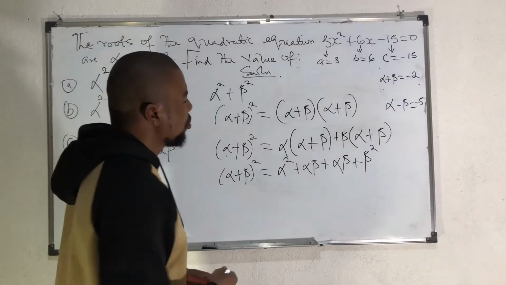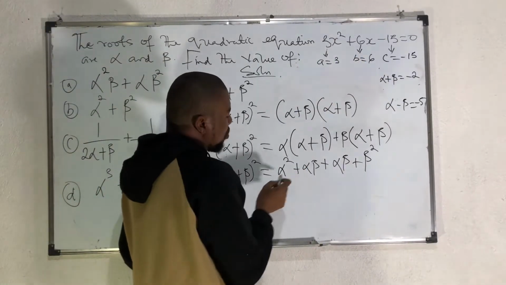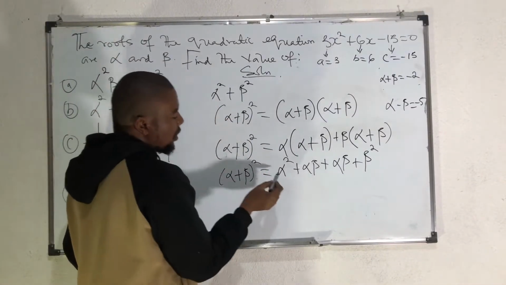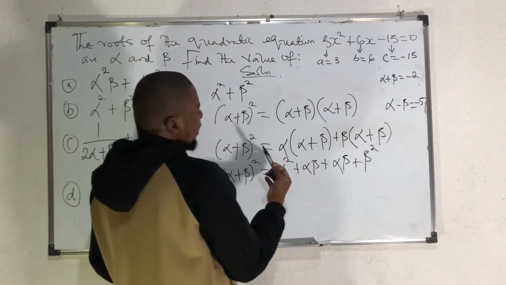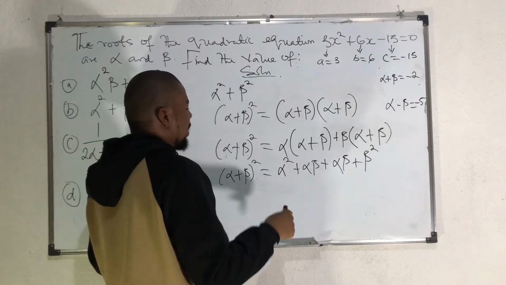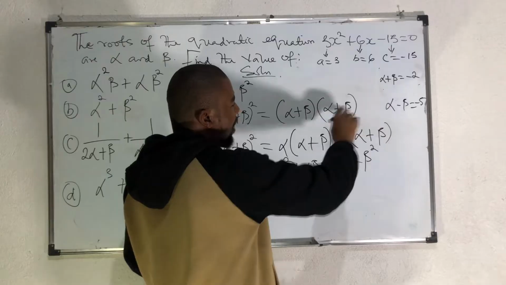Let's continue. Remember, I want to transform this thing here into something like this. Now, you've seen that this one here that we had originally, which we expanded, we've seen it here. We've seen the alpha squared. We've also seen the beta squared. Therefore, we can combine them together, make them the subject, and simplify whatever is remaining into alpha plus beta and alpha times beta.